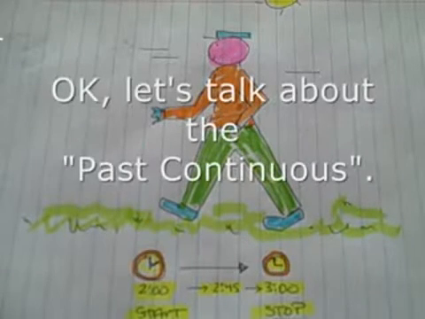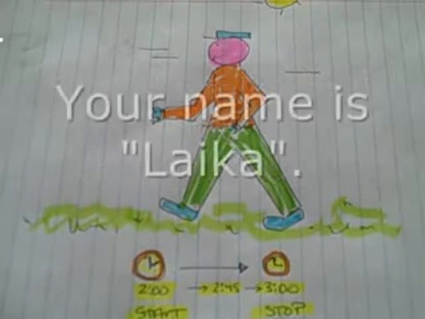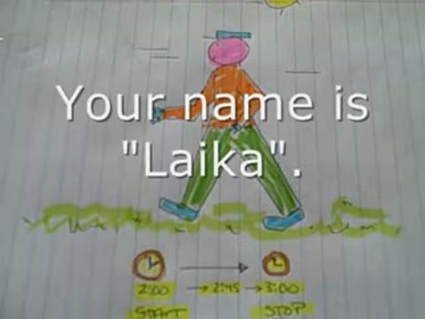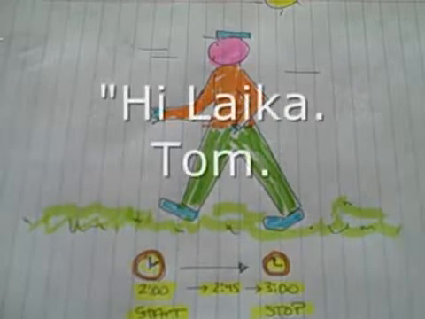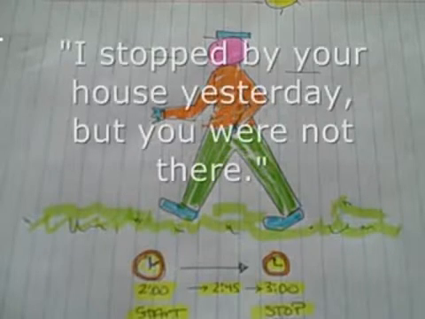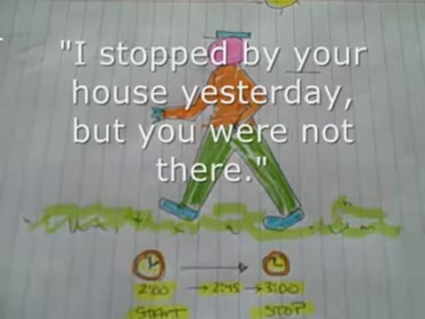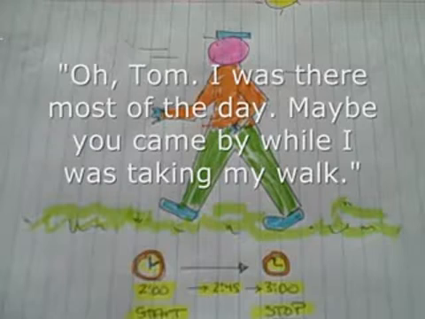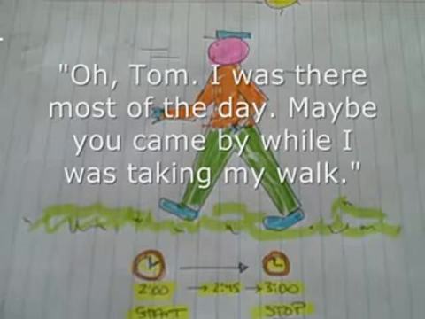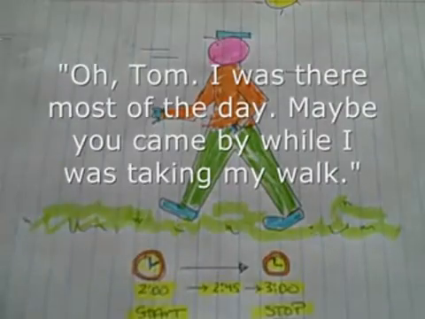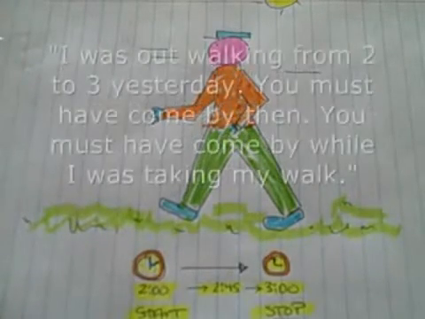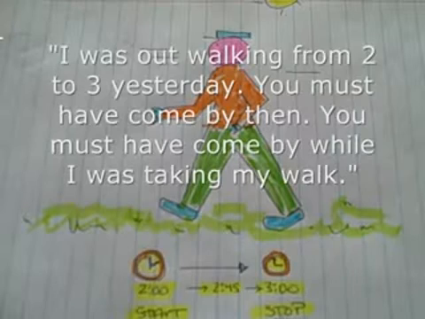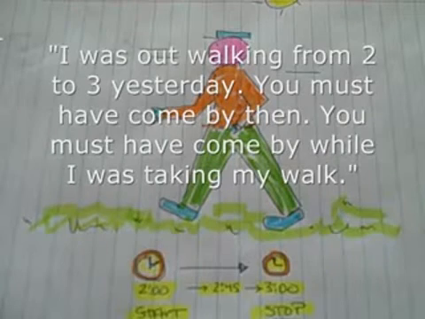Okay, let's talk about the past continuous. Your name is Leica. Hi, Leica, it's Tom. I stopped by your house yesterday, but you weren't there. Oh, Tom, I was there most of the day. Maybe you came by while I was taking my walk. I was out walking from 2 to 3 yesterday. You must have come by then.